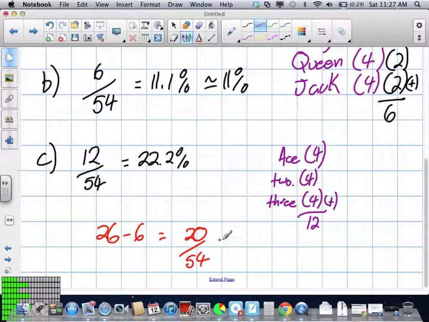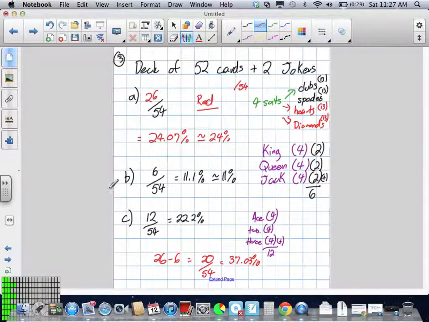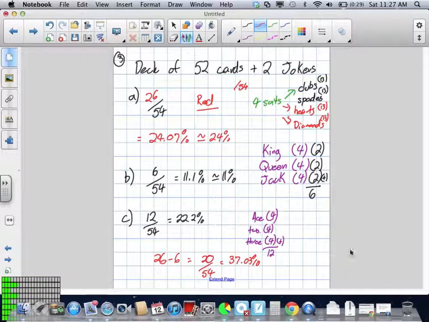What's the percentage of pulling out a red card? 37.03. 37.03% likelihood of getting one of those cards. There you go. Very good.